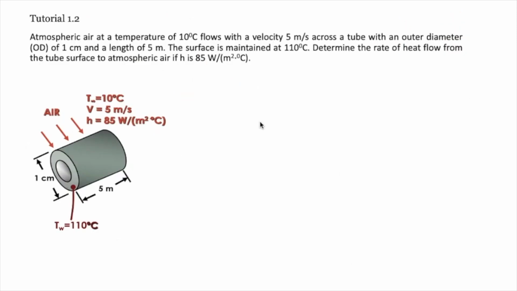Now we proceed with the second tutorial. Atmospheric air at a temperature of 10 degrees C flows with a velocity of 5 meters per second across a tube with an outer diameter of 1 centimeter and a length of 5 meters. The surface is maintained at 110 degrees C. We need to determine the rate of heat flow from the tube surface to the atmospheric air if h is equal to 85 watt per m squared C.